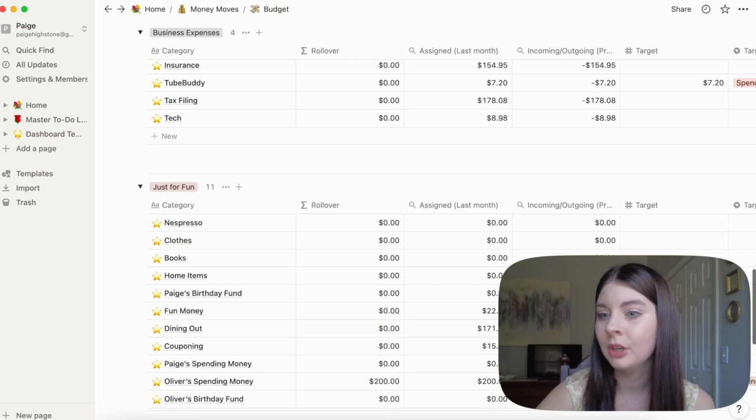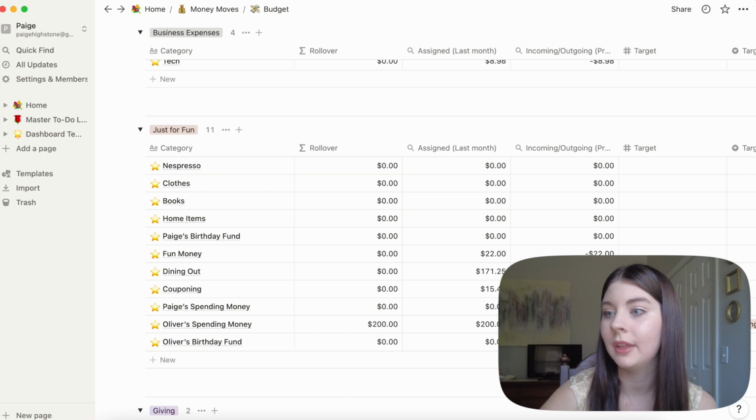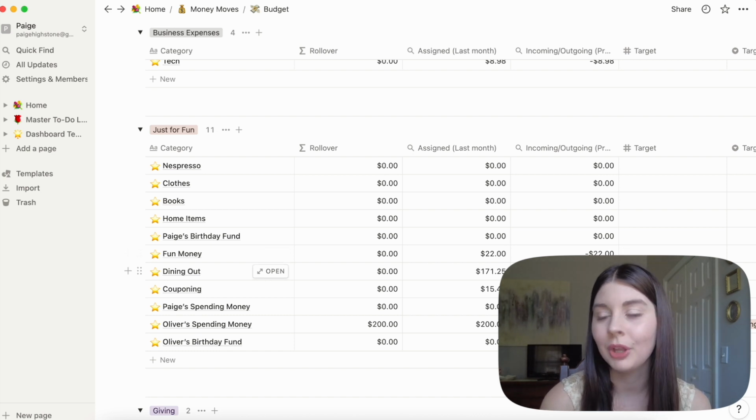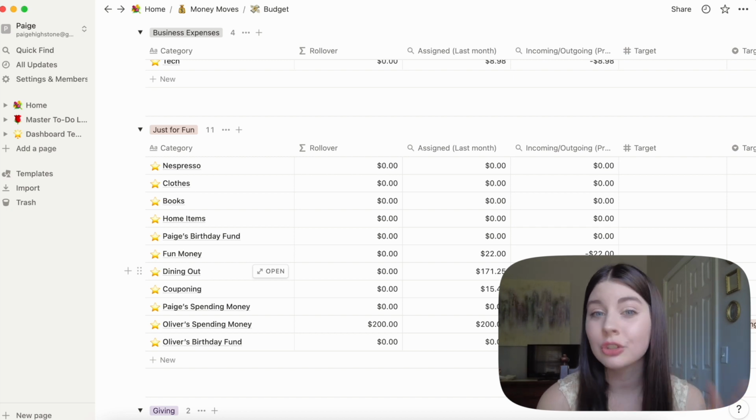Then if we move down to just for fun, you'll see that I spent $22 on fun money, which was to go to the movies with Oliver and Chloe and Darren. And then I spent $171 on dining out. So I'm trying to keep this below like 100 right now, but 150 max has always been what I'm trying to do. But we did spend more this month on dining out.